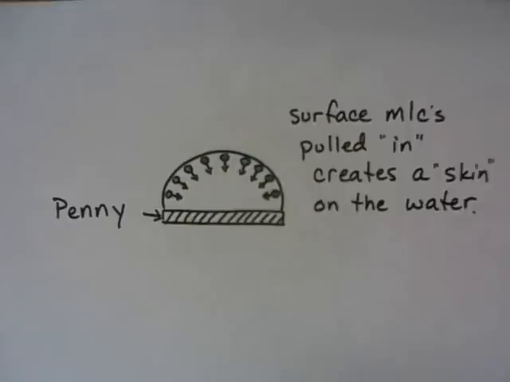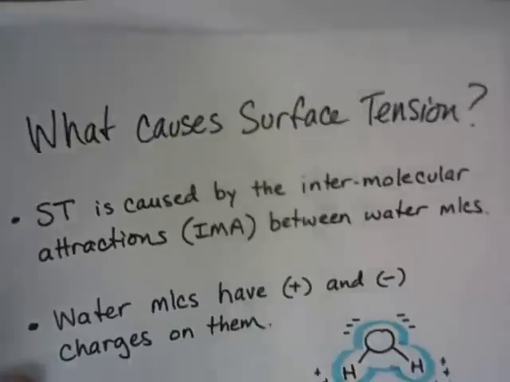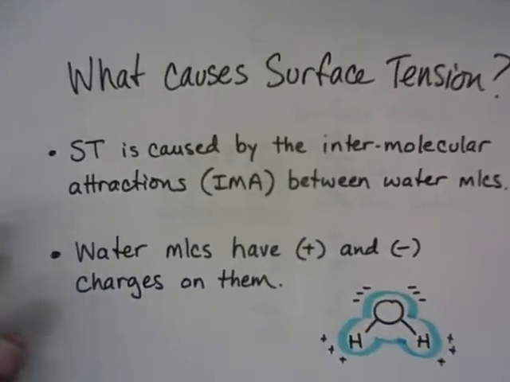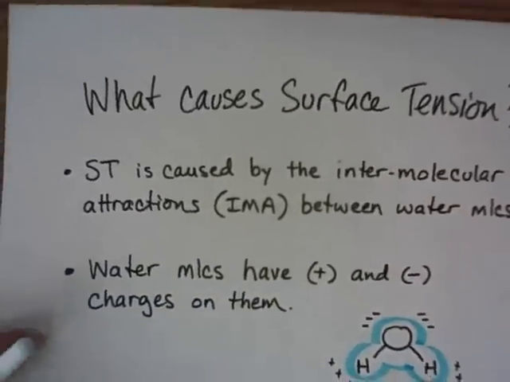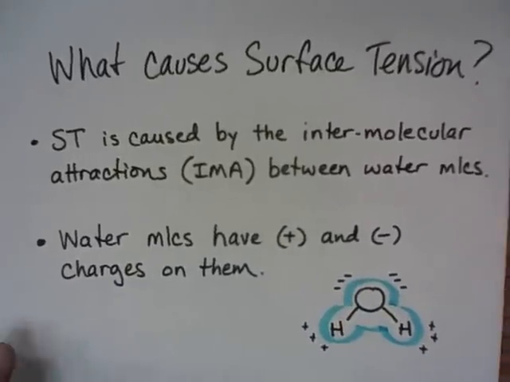So, to recap, what causes surface tension? Surface tension is caused by the intermolecular attractions between the water molecules.